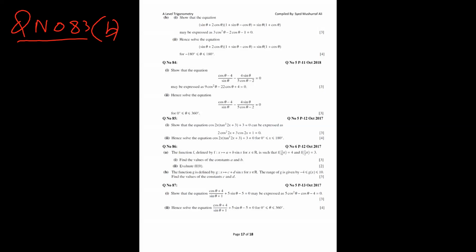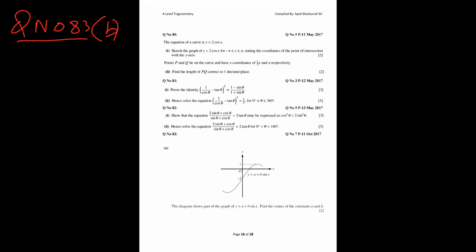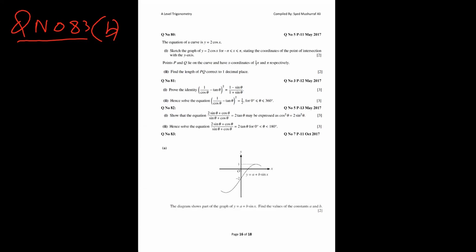Bismillah ar-Rahman ar-Rahim. I'm going to discuss question number 7, B part, October 17, 11 variant. In the first part of B, we have to prove this and show this link. So let's start. (sin theta + 2 cos theta)(2(1 + sin theta)).